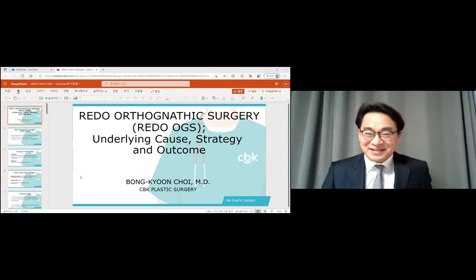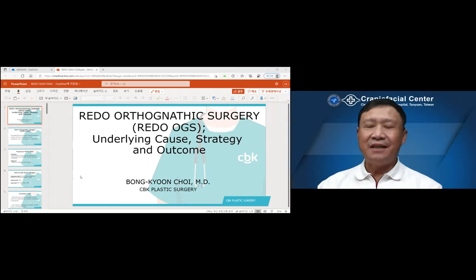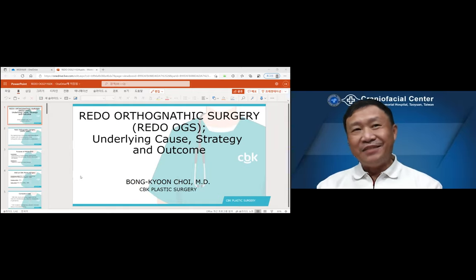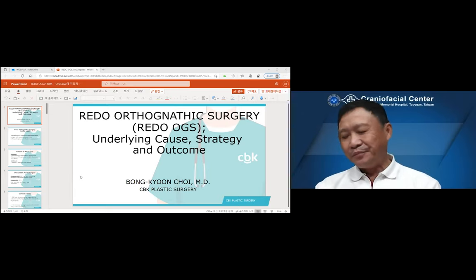Okay. Since you are a senior, famous surgeon, patients may accept your idea. However, if you're a young surgeon and you lower the patient's expectation, the patient may go to another surgeon for the surgery. And this will be a problem, okay?